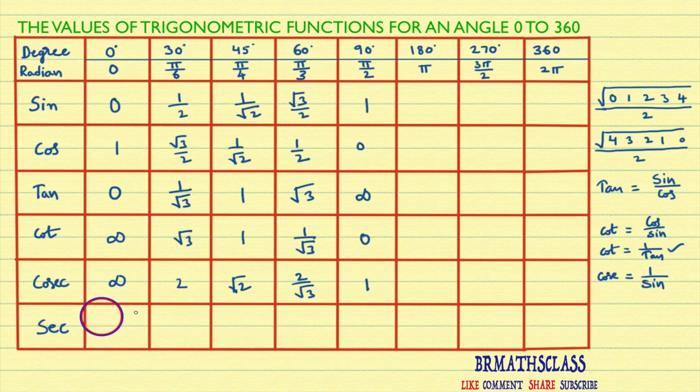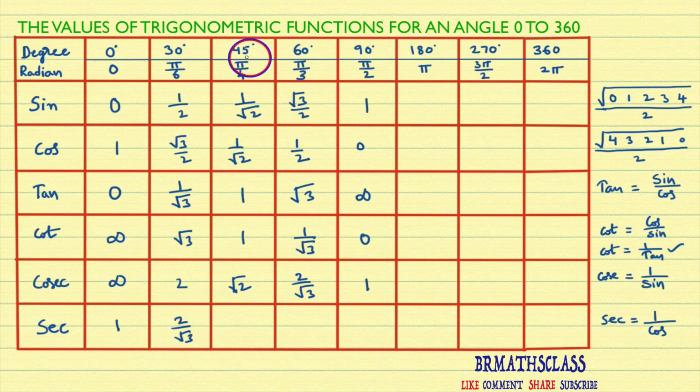Now the secant theta formulas. We know that the reciprocal of cos is secant. Secant theta can be written as 1 by cos theta. Secant 0 degrees is 1 by cos 0 degrees, which is 1 by 1, that is 1. Secant 30 degrees is 1 by cos 30 degrees. 1 divided by root 3 by 2 is 2 by root 3.